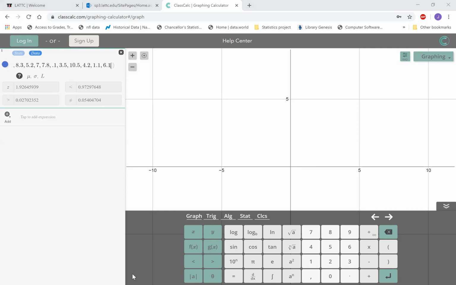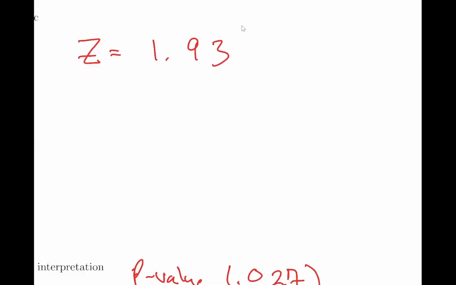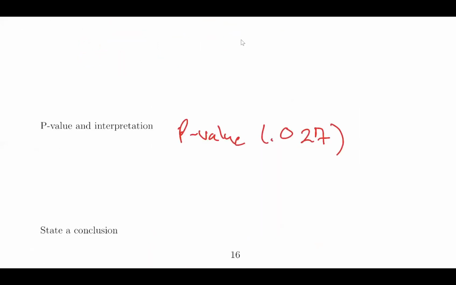All right, so let's go to the notes. All right, so that's p-value. So you get p-value of 0.027, and we get alpha of 0.05. So which one's bigger, alpha or p-value? All right, well, alpha is bigger than p-value. Since alpha is bigger than p-value, you want to reject H0.